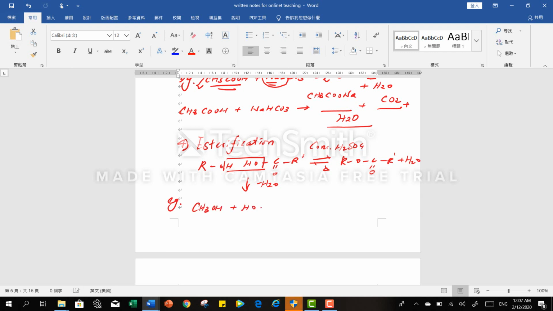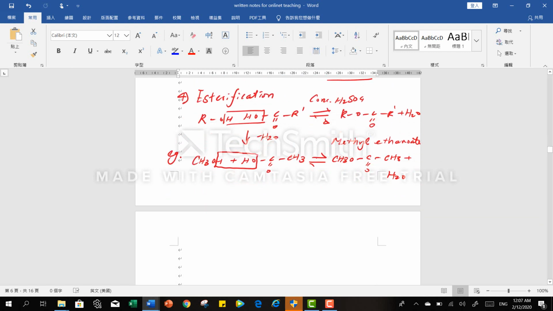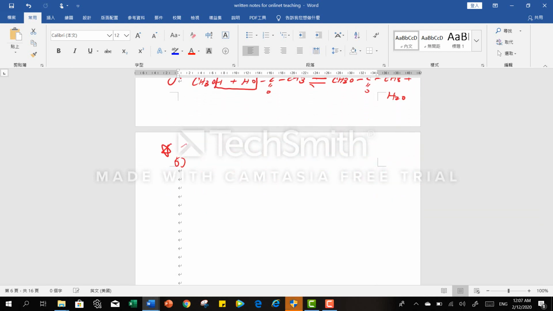Methanol reacts with ethanoic acid. The water will be pulled out, and then you will get... Okay, can you tell me the name of this ester? It is methyl. The first part is coming from the alcohol. The second part is coming from the carboxylic acid. Methyl ethanoate, right?